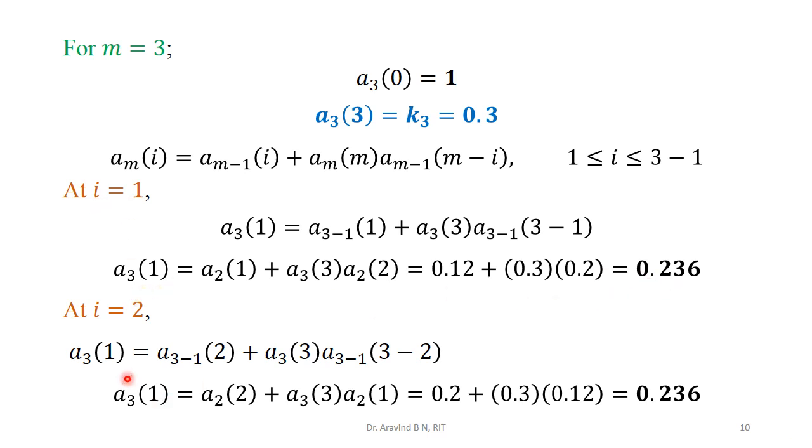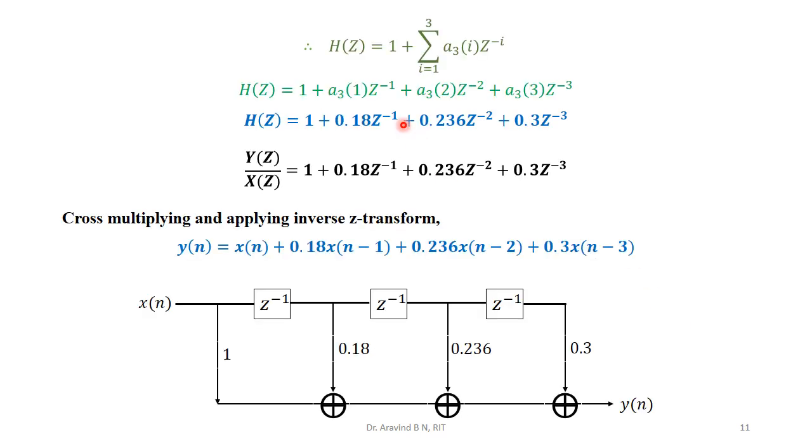This is the answer. Then at I is equal to 2, we are going to get A3 of 2. Then this is the answer we are going to get. So now almost all the required values we have obtained. We need to make a substitution for that. Now this is the formula we are going to have.